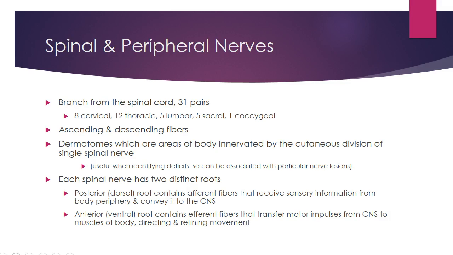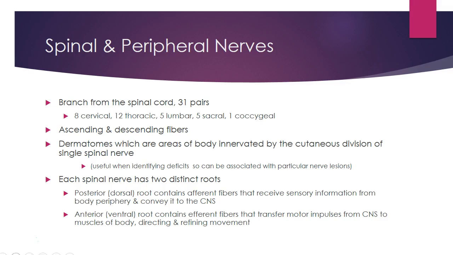Then you have your spinal and your peripheral nerves, and they branch from the spinal cord. There's 31 pairs. You have 8 cervical, 12 thoracic, 5 lumbar, 5 sacral, and 1 coccygeal. They ascend and descend. You also have dermatomes, which are areas of the body that are innervated by certain nerves. So they can be useful when identifying deficits, because certain deficits are associated with particular nerve lesions.